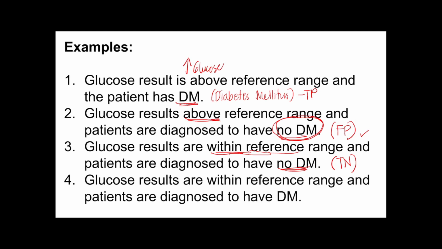Lastly, number 4. Glucose results are within the reference range, and the patients are diagnosed to have DM. So this is the diagnosis. The patients have diabetes mellitus. But then the results showed that the glucose is normal. So what is this? This is a false negative. False negative because the patient is actually having diabetes mellitus, but the result is normal or within reference range. So I hope you understand the terms when we say true positive or negative, or false positive and false negative.